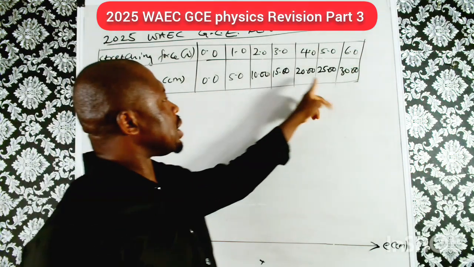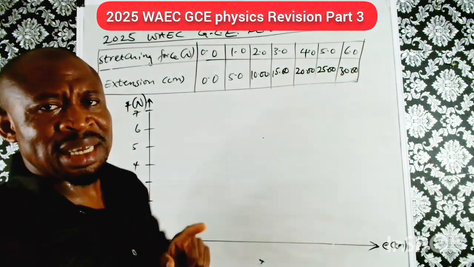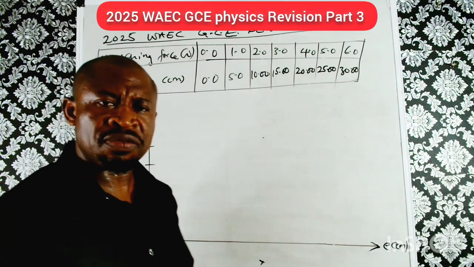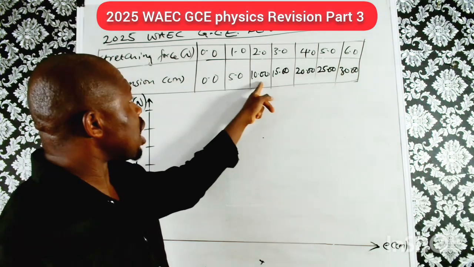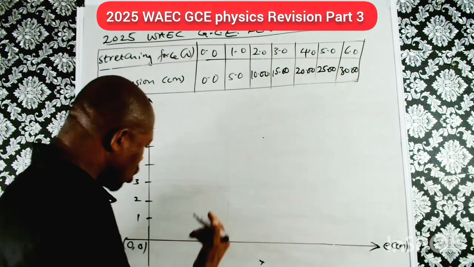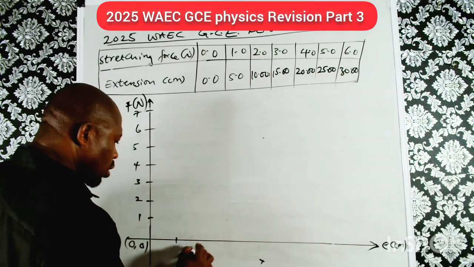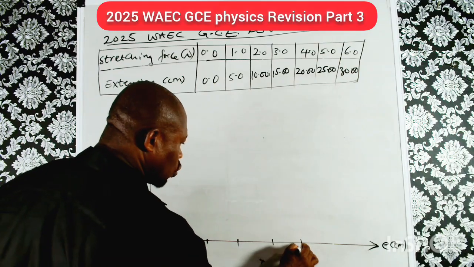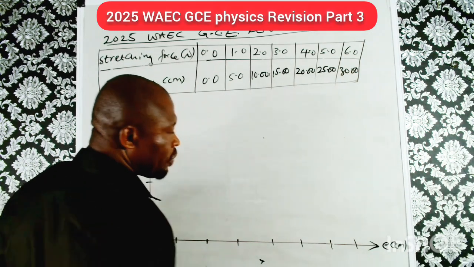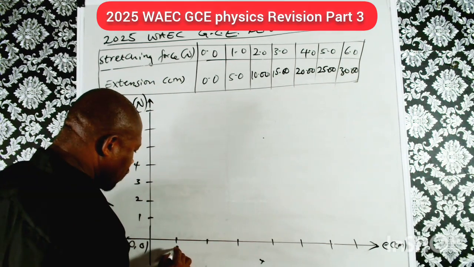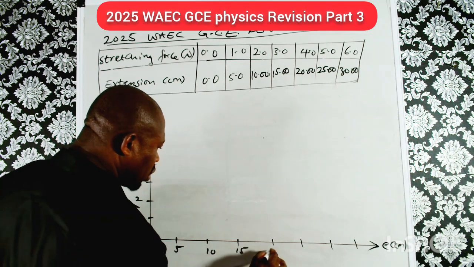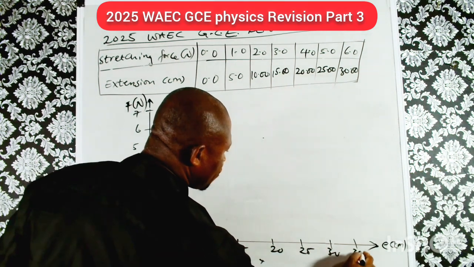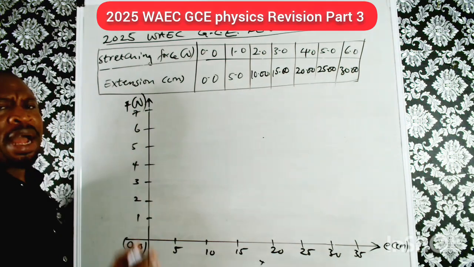Now this one has 30 as its highest value. How do we take it? We can take it 5, 10, 15, 20. And of course, this one is 5, 10, 15, 20, 25, 30. That is how it is. We just bring it there. We can have the 5, 10, 15, 20, 25, 30, 35. Continue it. So we have 5 here, 10, 15, 20, 25, 30, 35. Continue to label it. Now we are done with this.